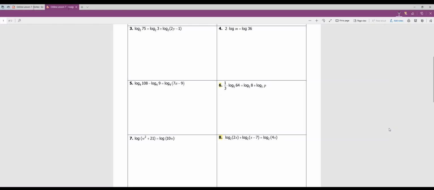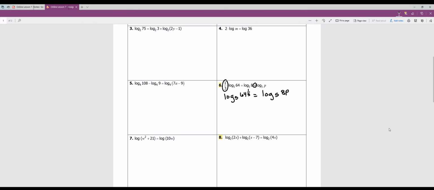And so here I have that 1/3 on the outside, so that tells me I'm going to use my exponential property. So I can rewrite this as log base 5 of 64 to the 1/3 power. And remember, that's the same thing as the cube root, is equal to. And because I have these two added together on my right-hand side, log base 5 of 8 plus log base 5 of p, that is our product property. So I can rewrite this as log base 5 of 8 times p, which is 8p.